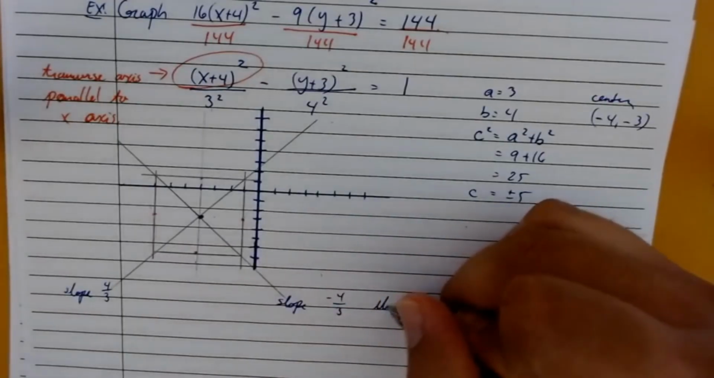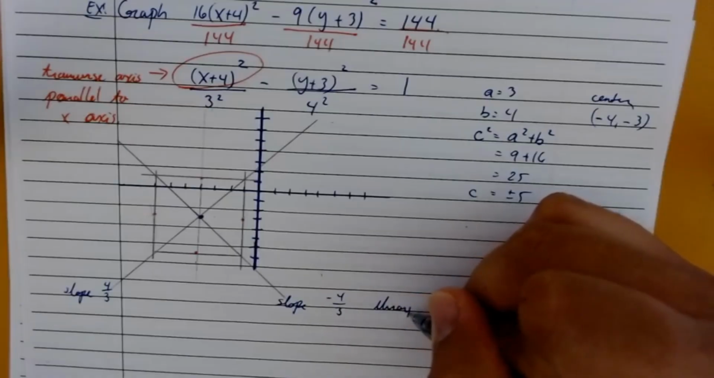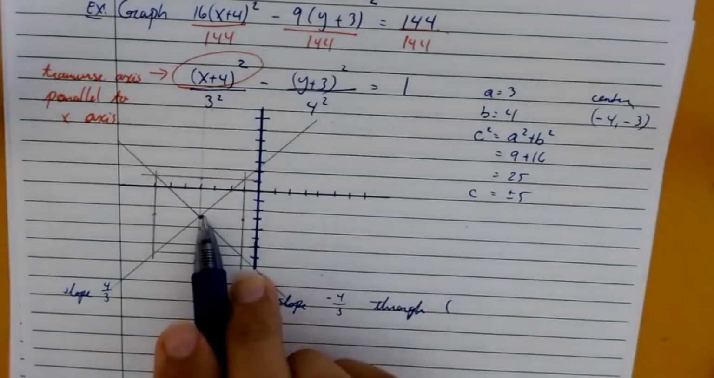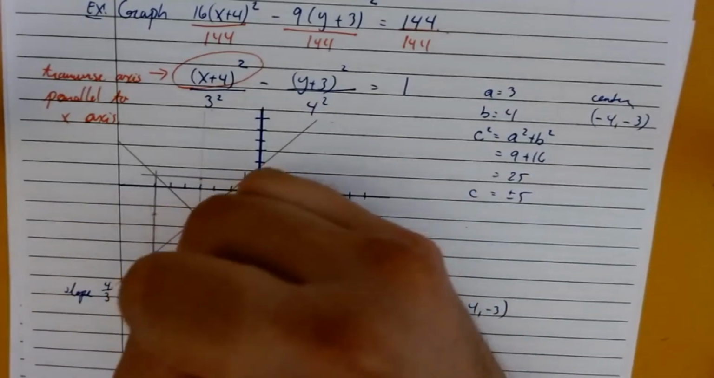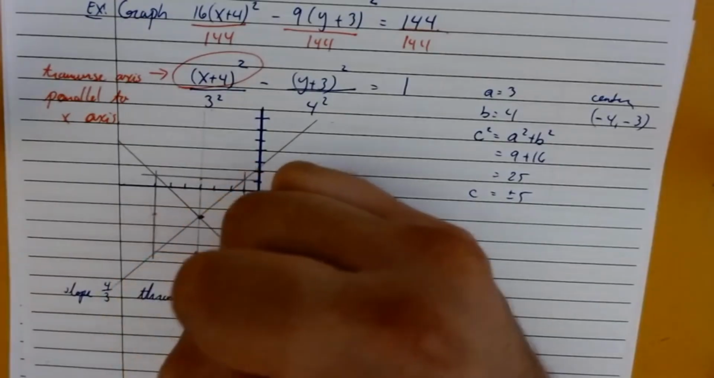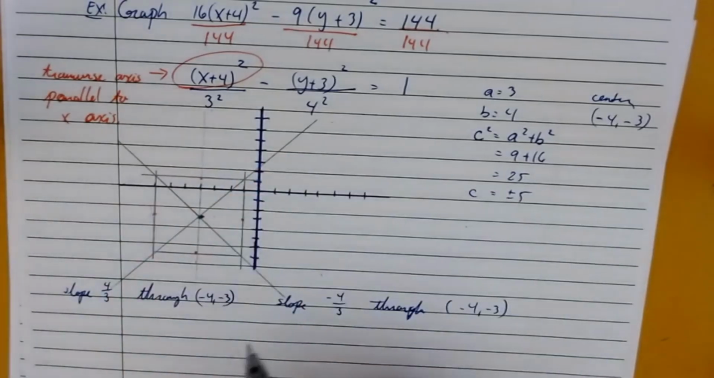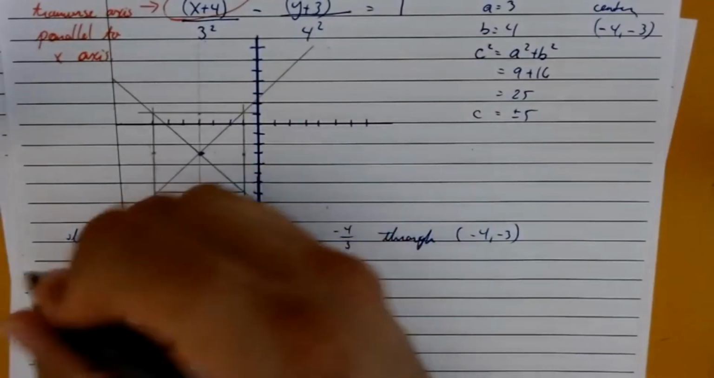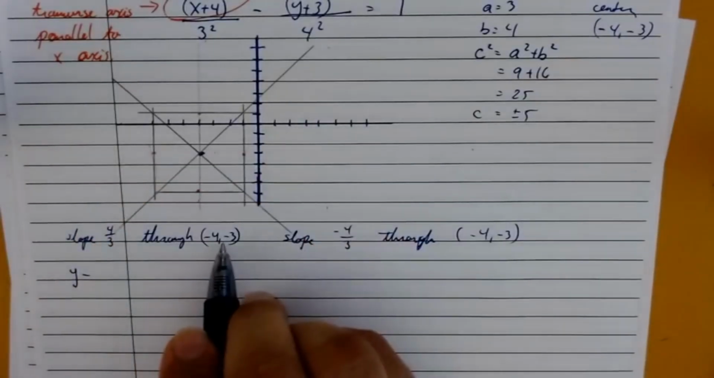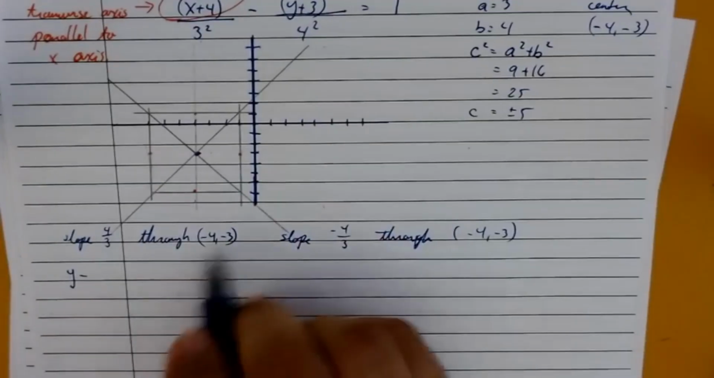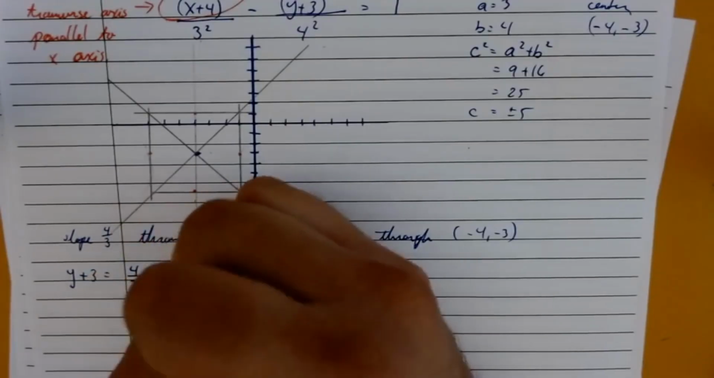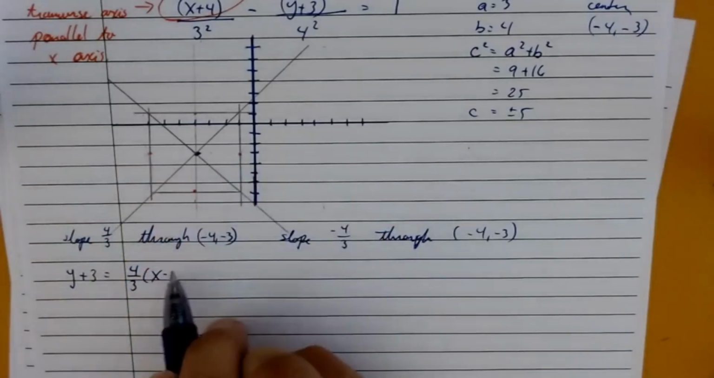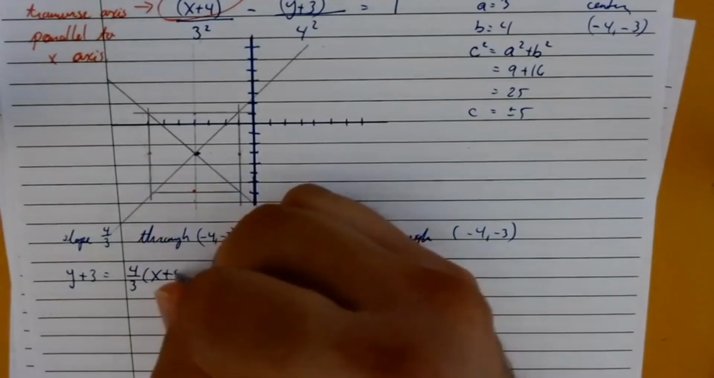And it's going to go through the point at the center, which was negative 4, negative 3. So if they go through negative 4, negative 3, you can use the point slope form of your line. y minus your y value. Well, since the y value is negative, that's minus a minus, which is plus 3, is equal to your slope times x minus your x value. Well, minus a minus, that's plus 4.